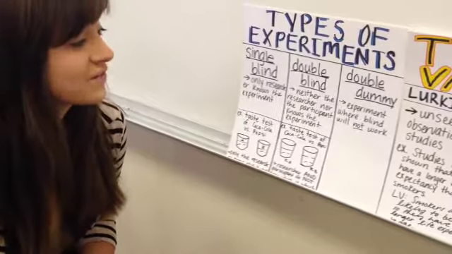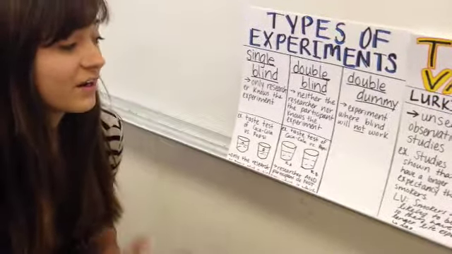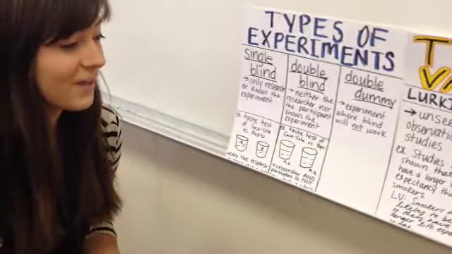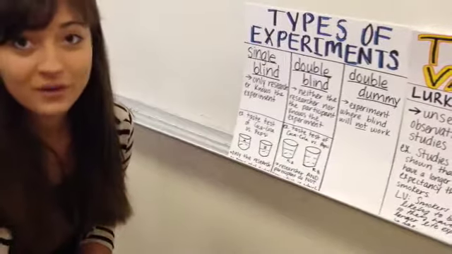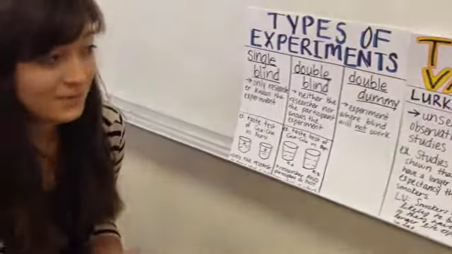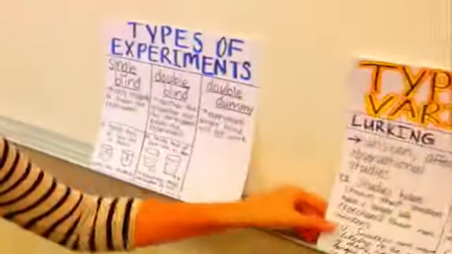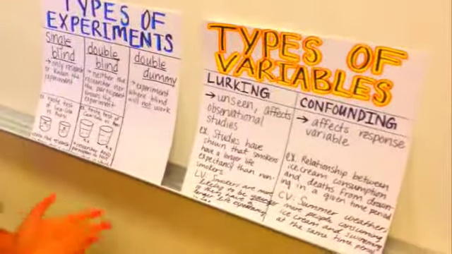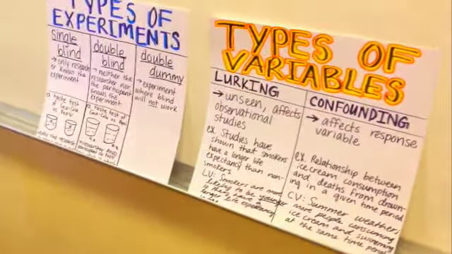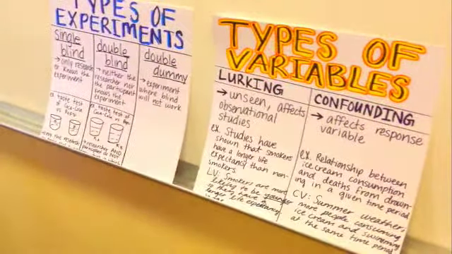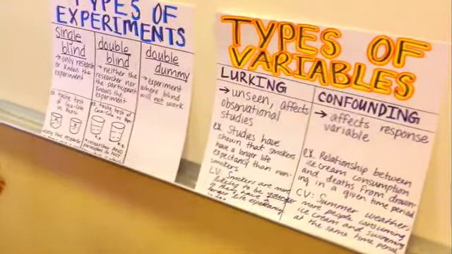And last we have a double dummy experiment where the double blind or the single blind will not work. You can't have anybody blind in those kinds of experiments. Next we have the types of variables. We have two main ones besides your explanatory and response variables. We have our lurking variable and our confounding variable.